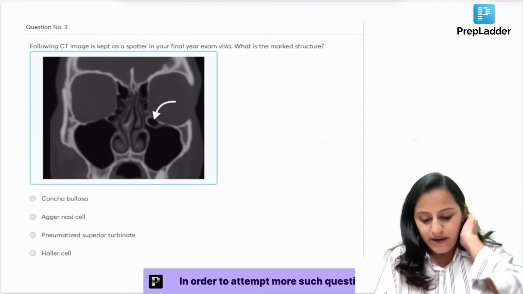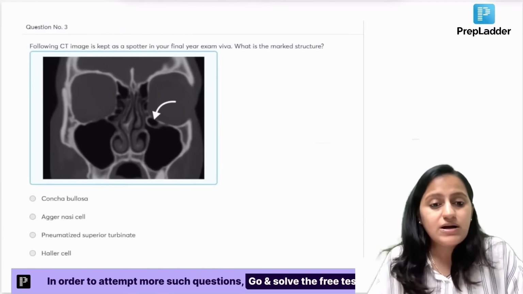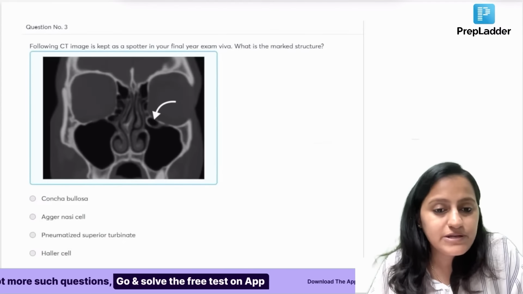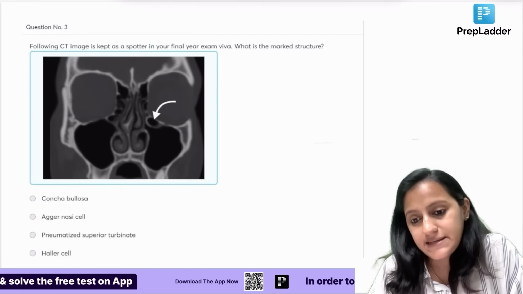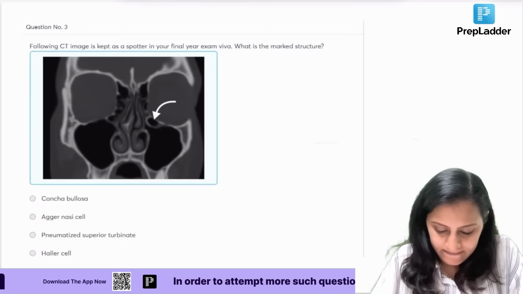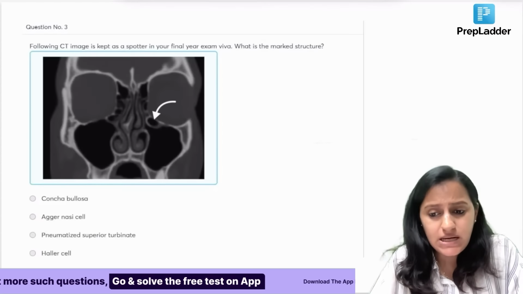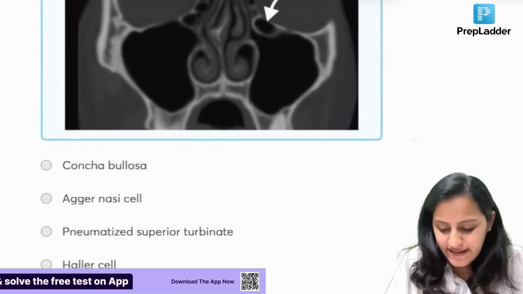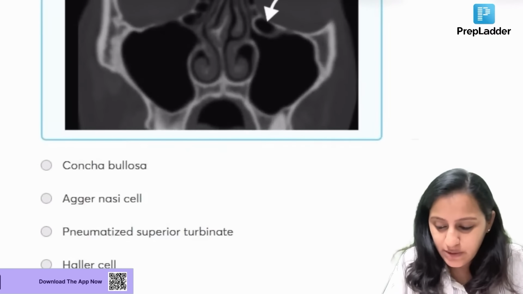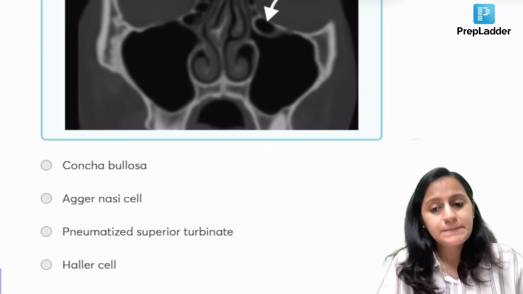Going to the next one, what is the marked structure here? Is it concha bullosa, agger nasi, pneumatized superior turbinate, or is it the Haller cell? What is it? Okay, some of you say A, concha bullosa. No, understand the term, what is concha and what is bullosa? What is concha bullosa?